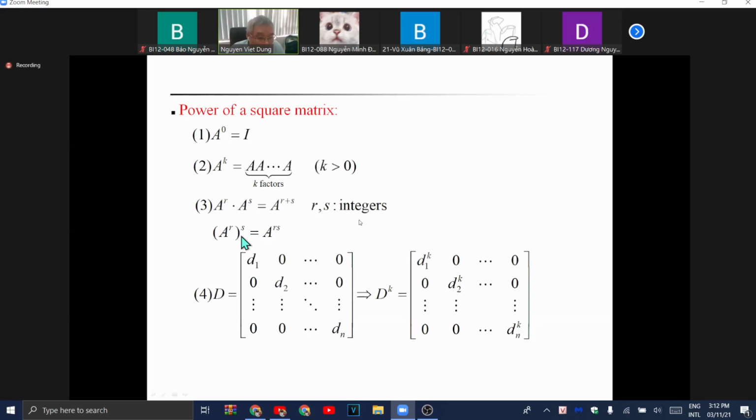You can read it on the screen. I will not read it here for you. Just property number 4 saying that in case D is a diagonal matrix, D to the power k is very easy to compute.